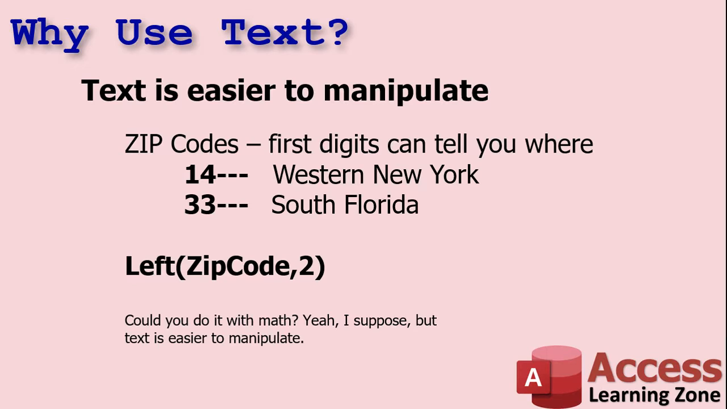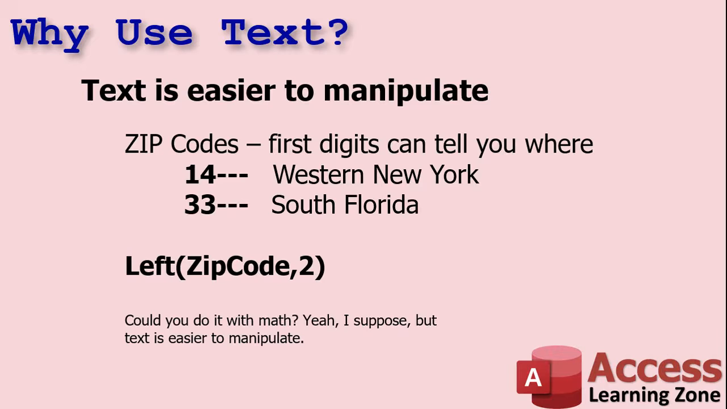Now, the bigger picture is, what does it matter? Why should you use text instead of a number? Well, the bottom line and the most important reason I can think of is that text is easier to manipulate in the database than number fields are. Believe it or not, if you want to get data out of that data, you want to manipulate it in any way, it's easier to work with text.